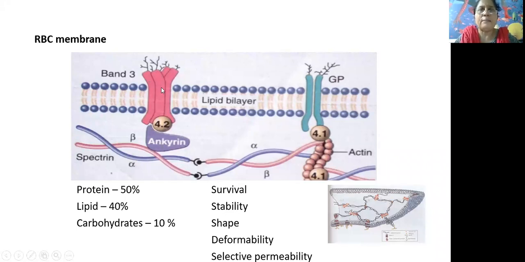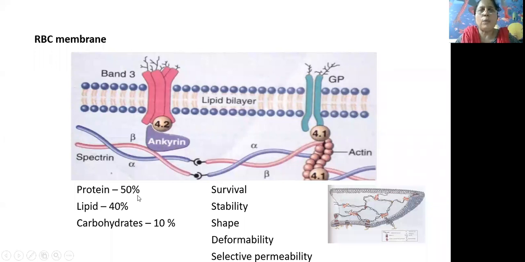There is a band 3 transmembrane protein that is attached with ankyrin by protein 4.2, and that will fit into the head end of the spectrin, and at the tail end it is attached to the actin, and this actin is attached to the glycophorin with the help of protein 4.1. So how many proteins are there? Spectrin, band 3, ankyrin, actin, 4.2, 4.1.